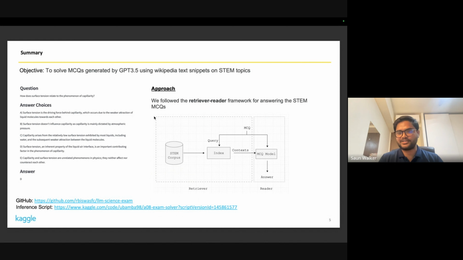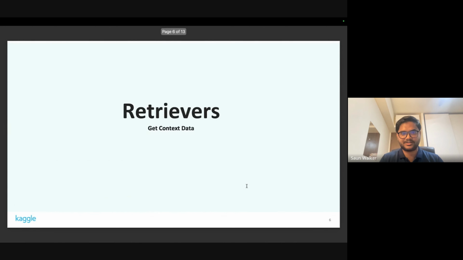Our team solution is based on a retriever-reader framework. For the retriever component, we built a retriever mechanism based on a STEM corpus, and the purpose of this retriever is to find helpful text snippets that would assist the MCQ model to help answer the MCQ questions. Next, I will explain in detail what the retriever is and what its components are.